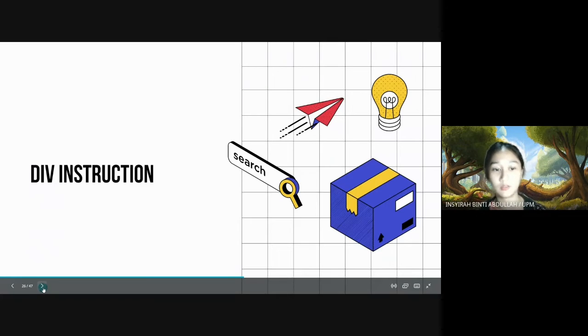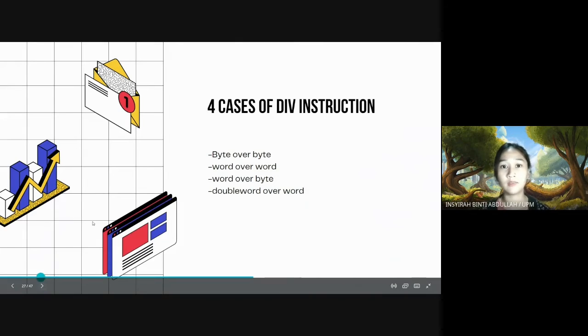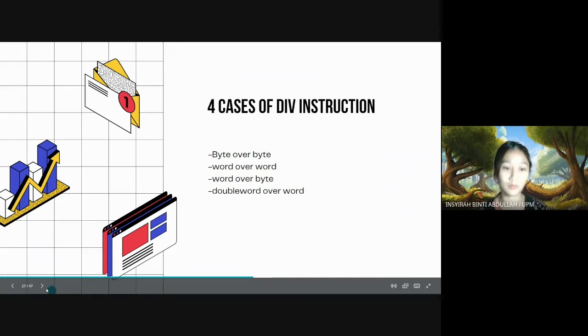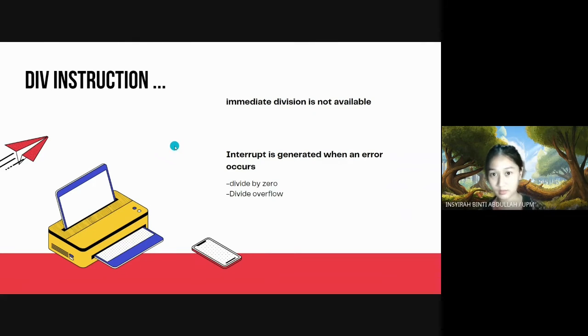Fourth instruction, I chose the div instruction. Div instruction is basically the division in assembly language. And there are 4 cases of the div instruction. The first one will be byte over byte, then word over word, word over byte, and double word over word. For the div instruction, immediate division is not available.